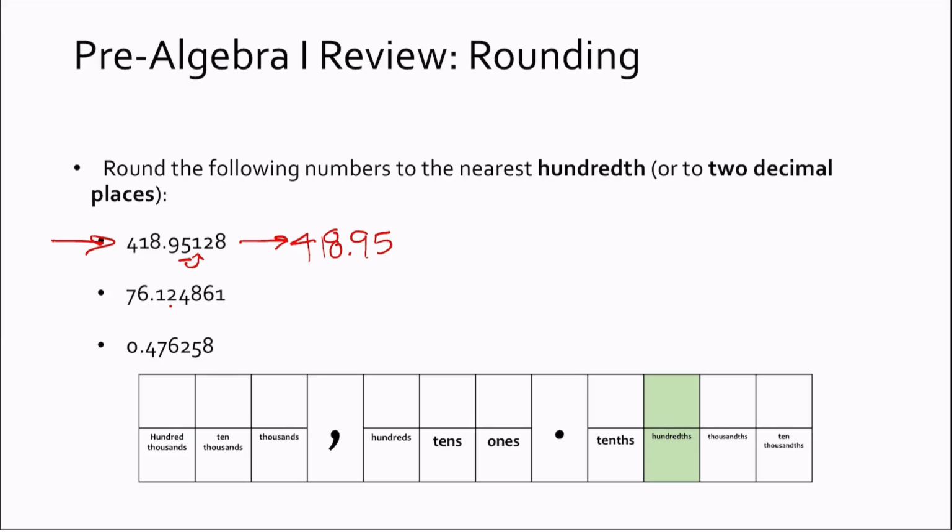On this next one, we're going to round this hundredths place, but we need to look to the thousandths place, and we have a 4 there. Again, it's less than 5, so we're going to stay at 76.12. And then in this last one, we're looking at this hundredths place. We have to look to the thousandths to see what's going to happen. And now the 6 is more than 5. So we will round up to 0.48.